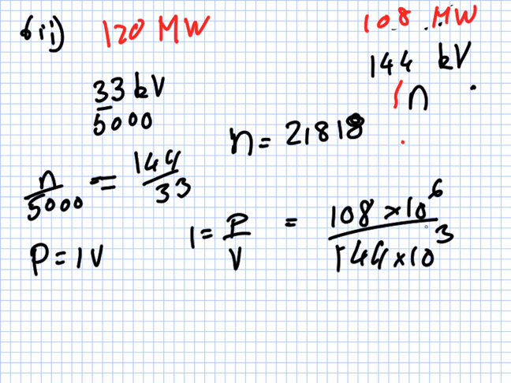108 divided by 144 times 10 to the power of 3. 750 is the I. Okay. 750 and, right, 7.